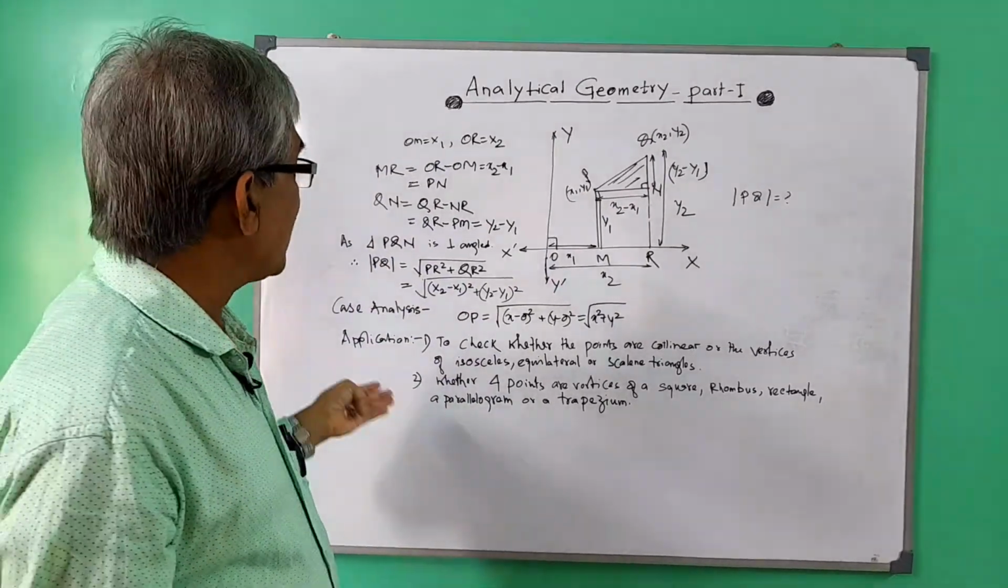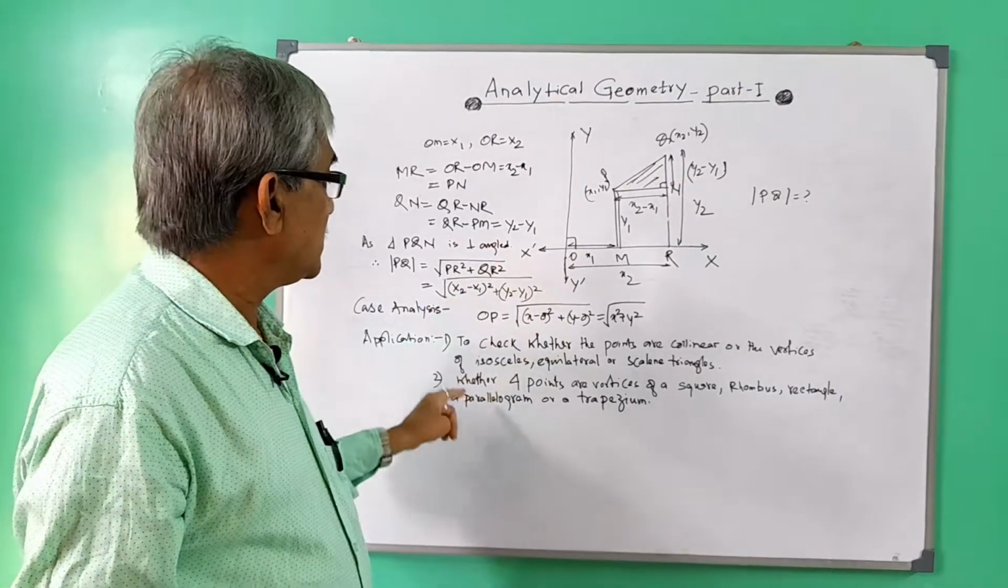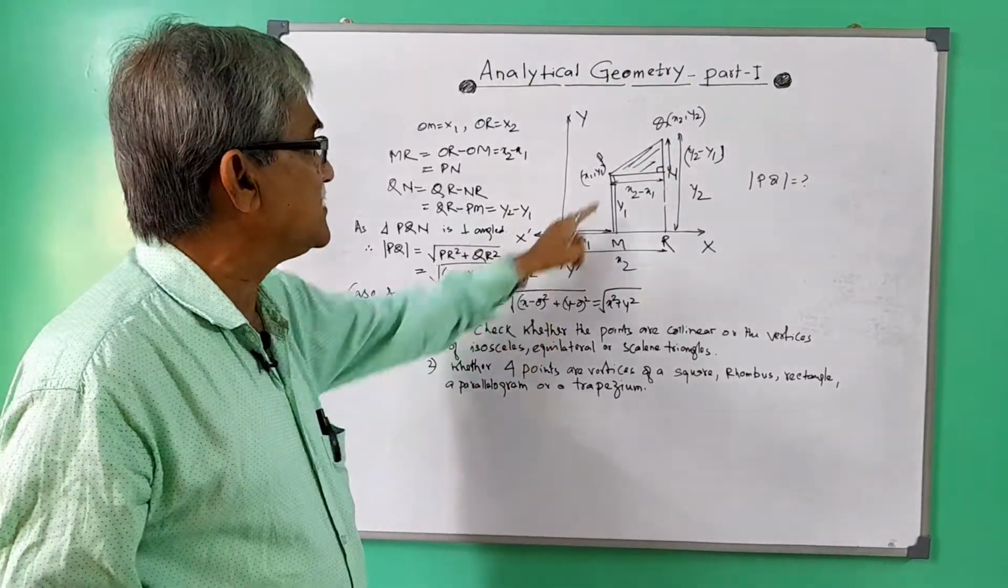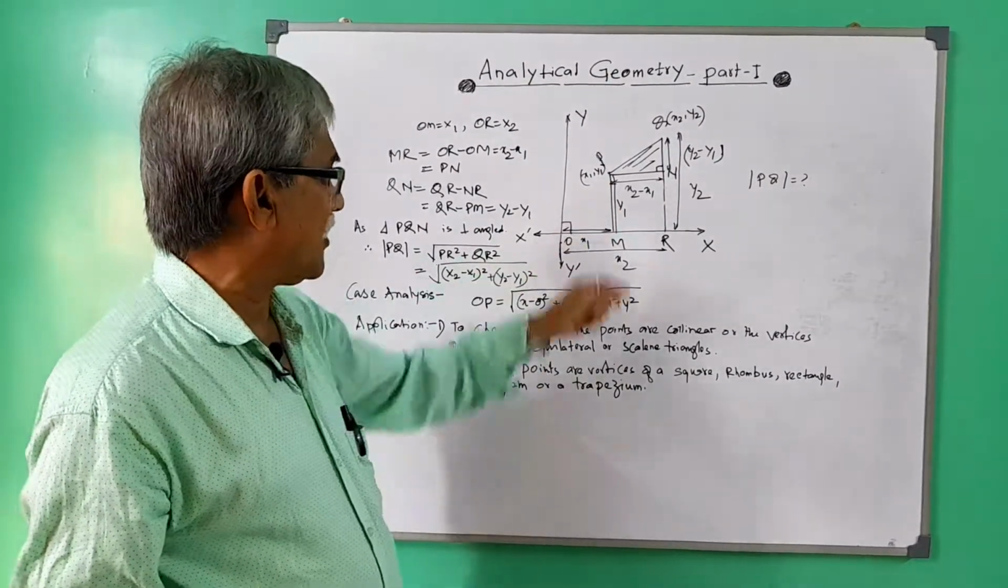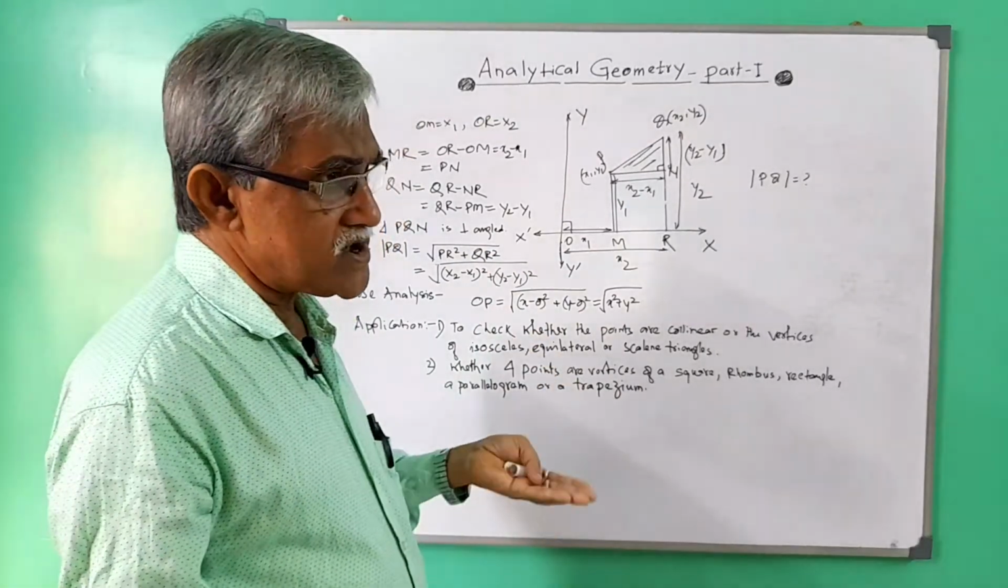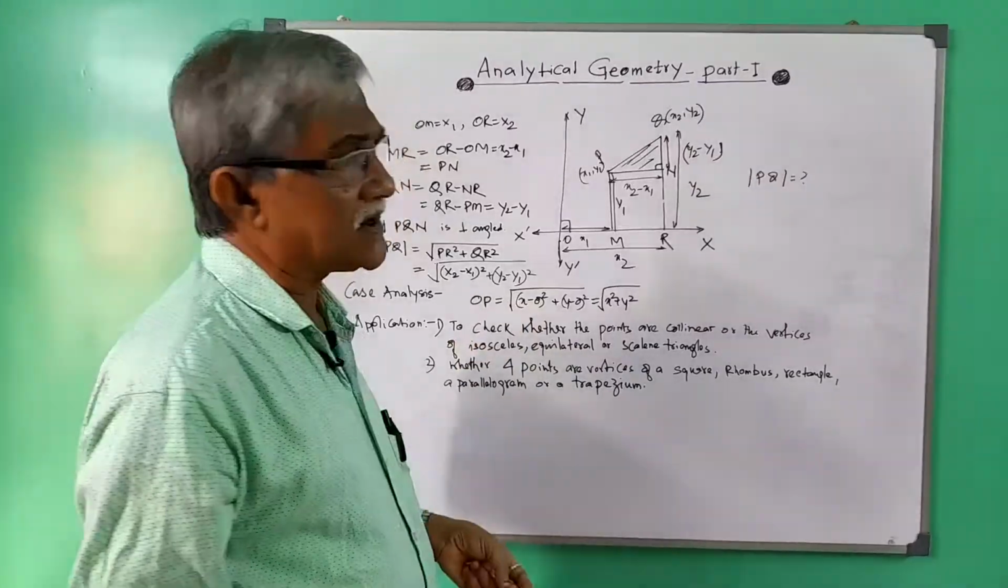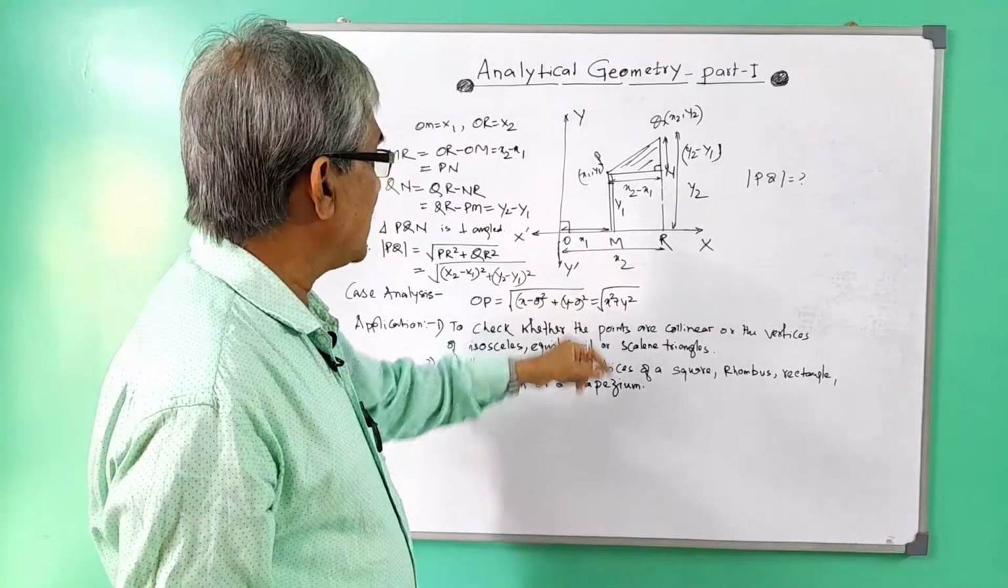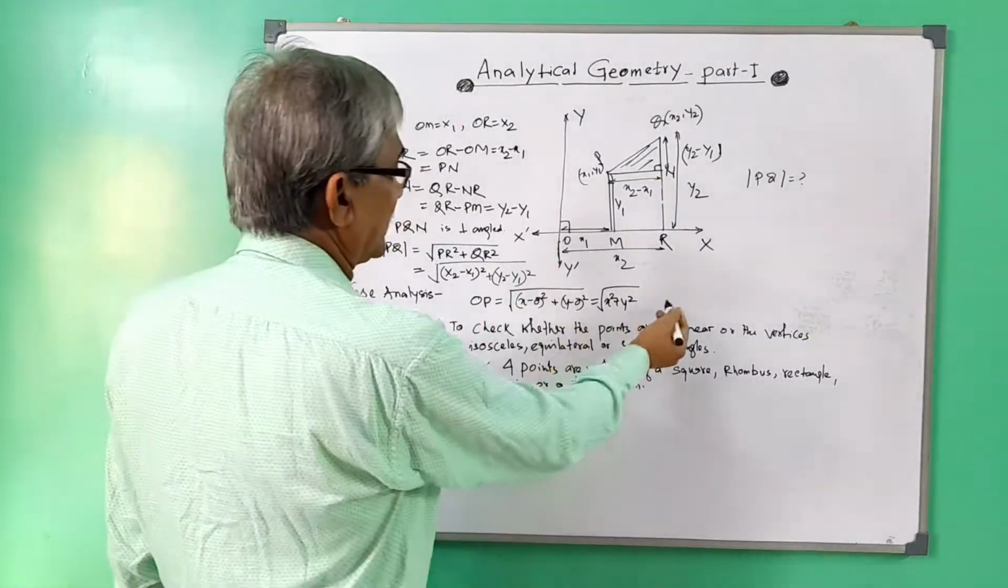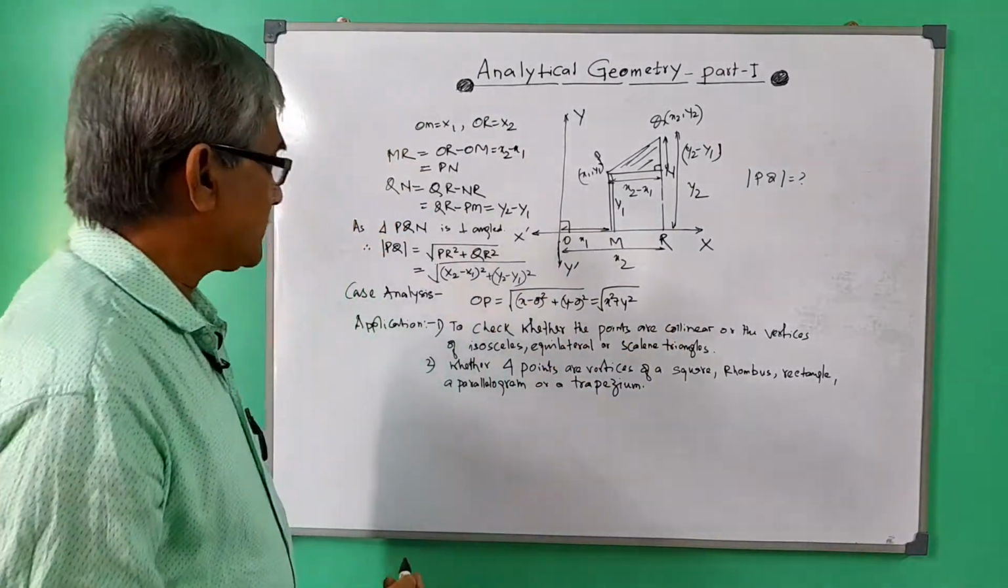Now we can have the case analysis. If one point is O, that is the origin, and your point is P, which has the coordinates x and y, then OP is equal to the square root of (x minus 0) whole square plus (y minus 0) whole square, that comes down to the square root of x square plus y square.